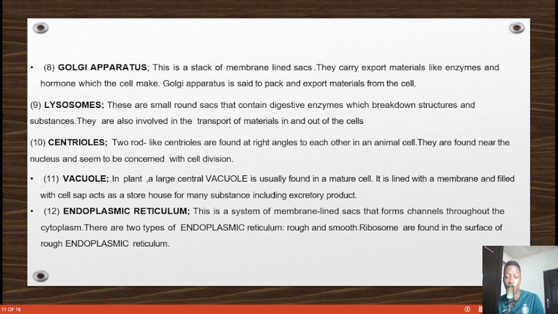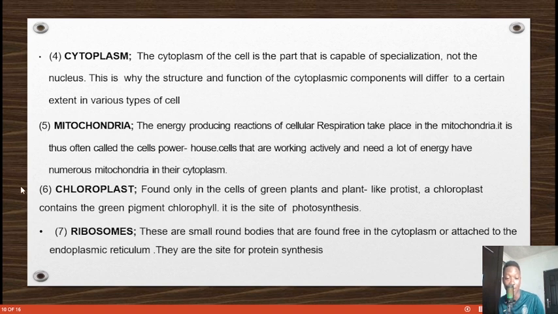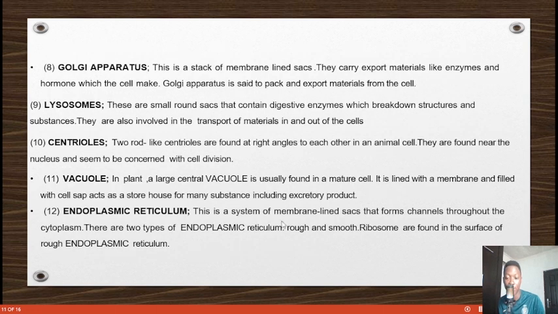So what do they do? Majorly, there are two types, the rough and the smooth. We mentioned earlier that the ribosomes, let me go back there, number 7. Some ribosomes are found free and some are attached to the endoplasmic reticulum. So the endoplasmic reticulum, the ones that have ribosomes, are important for making protein too.